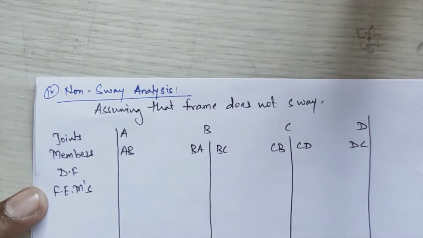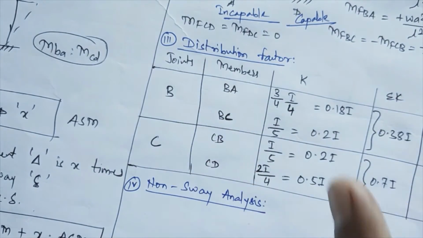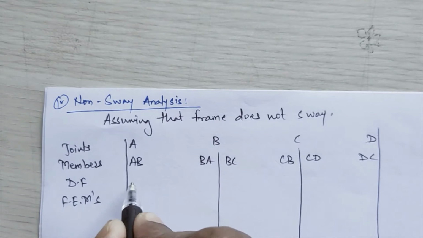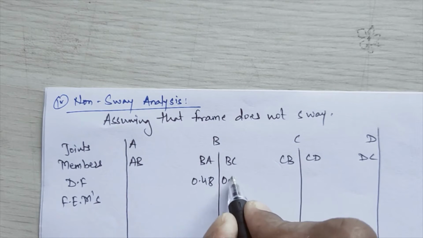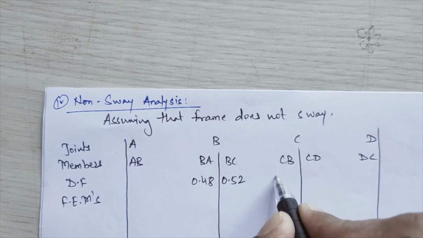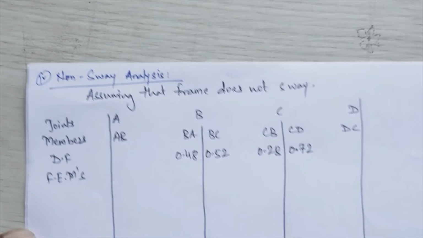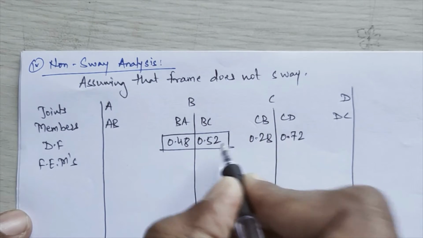Distribution factors that we have calculated over here, right? So distribution factors for BA, BC, CB and CD we have calculated. I'll write that over here. For BA, I've got that as 0.48. BC I am getting 0.52. For CB I am having 0.28, and for CD I am having 0.72 over there. Okay, so these are my distribution factors here.